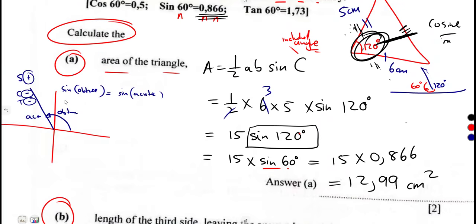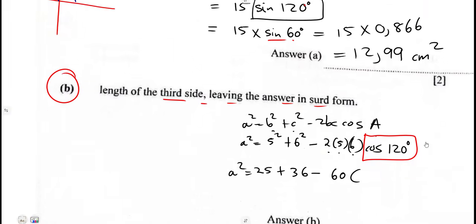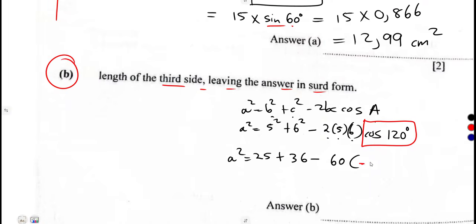But as for cos, it becomes a negative. The cos of an obtuse angle is equal to negative cos of what? The acute angle. So you take the acute angle, this one, cos 60, but with a negative. Cos is negative in the second quadrant. So that's negative cos 60 degrees. All right, so that's it.